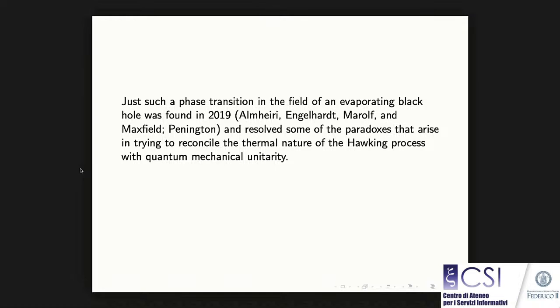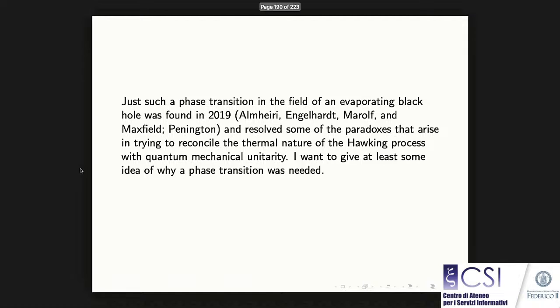Just such a phase transition in the field of an evaporating black hole was found 5 years ago by these authors and resolved some of the paradoxes that arise in trying to reconcile the thermal nature of the Hawking process with quantum mechanical unitarity. I want to give at least some idea of why a phase transition was needed.